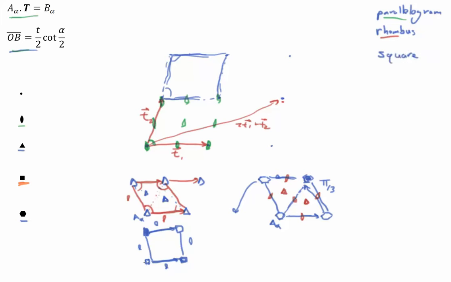Now, we can't stop here because the existence of this fourfold rotation axis implies a new fourfold rotation axis in the center, as well as twofold rotation axes along the bisectors of these lattice vectors. So these are three of the five kinds of lattices we can have. The other two are obtained when we combine reflection planes with translation, and they are the rectangular lattice and the centered rectangular lattice.